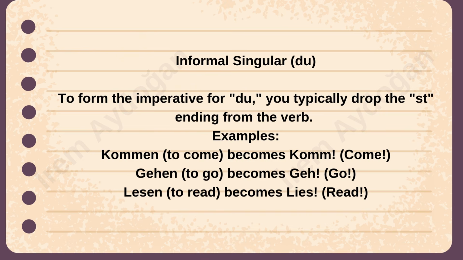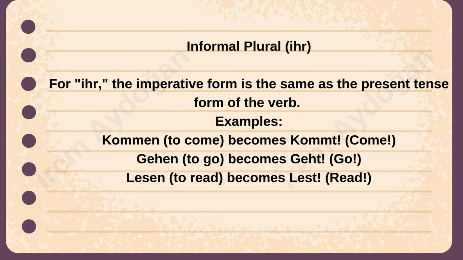And let's check the informal plural, ihr. For ihr, the imperative form is the same as the present tense form of the verb. Kommen becomes kommt, gehen becomes geht, lesen becomes lest.